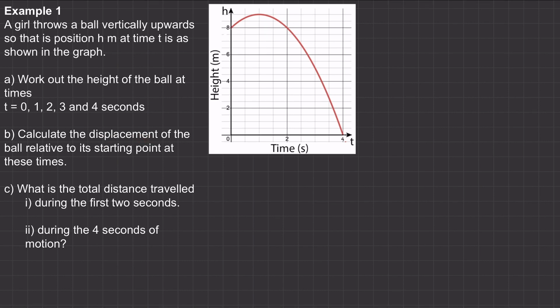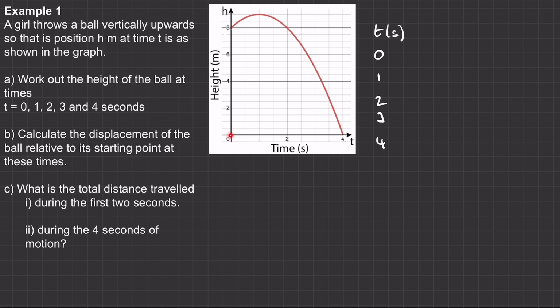So in this question, we're told that a girl throws a ball vertically upwards, so that its position, h meters, so h is for height, at time t, is shown in the graph. We've been asked to work out the height of the ball at t equals 0 to 4. So we can read these values off the graph when t equals 0, 1, 2, 3, and 4, and this is measured in seconds.